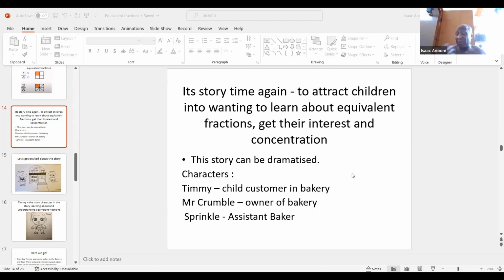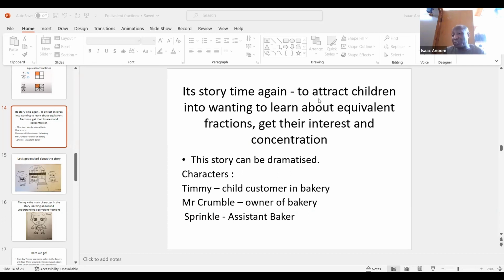And I've just made up my fraction story. It's just about a young child going into a bakery, sees some cake, can't decide on which ones to buy because he or she's not too sure about the pieces and how much of the whole they're going to get. And the reason why I tell this story is just simply to attract children into wanting to learn about equivalent fractions and just to get their interest.